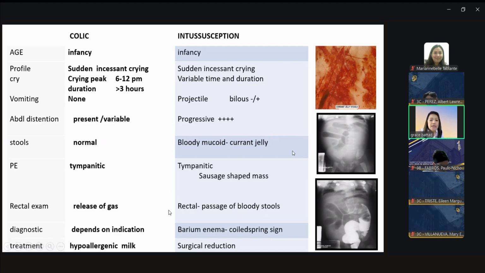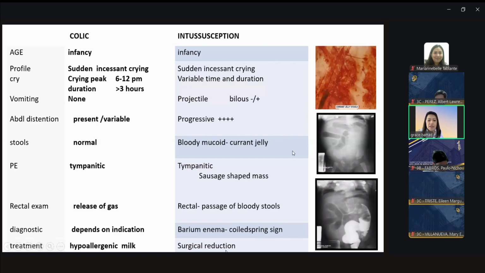On rectal exam, again, you have a passage of bloody stools. In colic, you will have a passage of a lot of gas. It might be so because it depends on whether the patient is also having gas due to lactose intolerance or milk allergy. So your treatment depends on what you were suspecting, whether it was cow's milk allergy or GER. So you have to shift to a hypoallergenic milk.